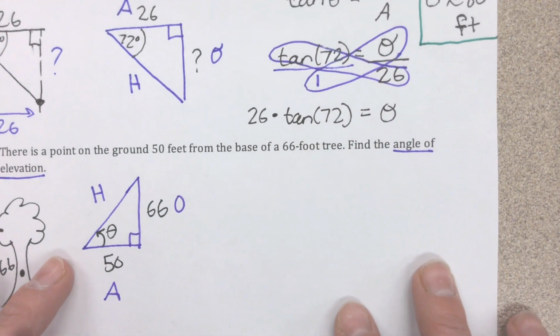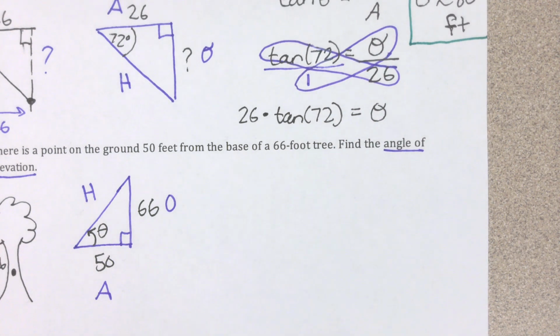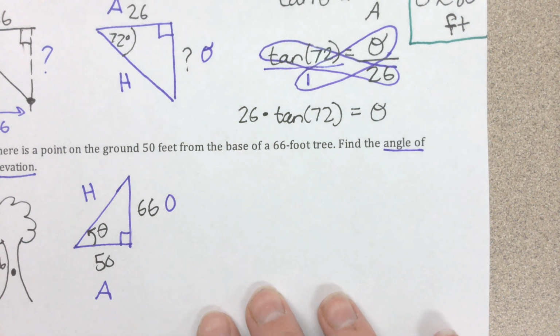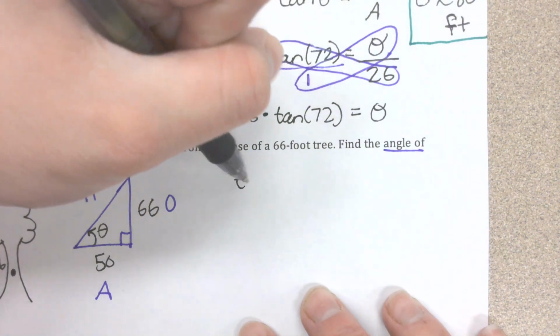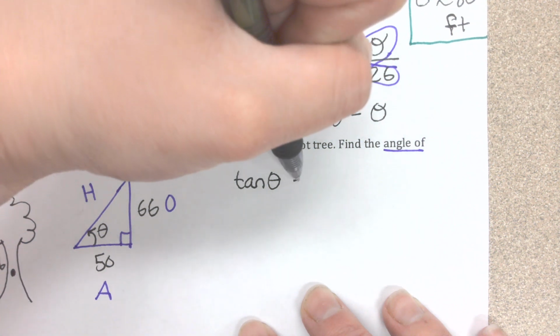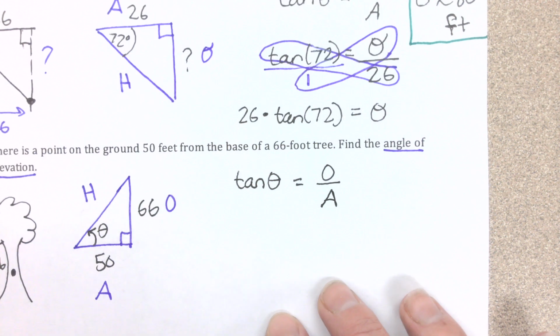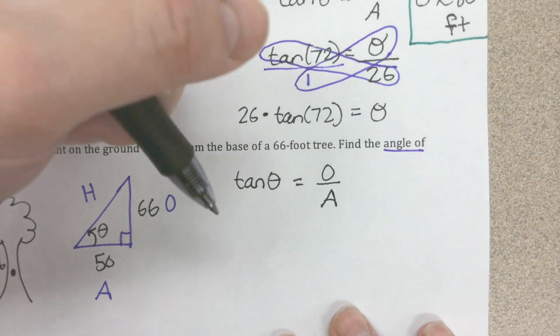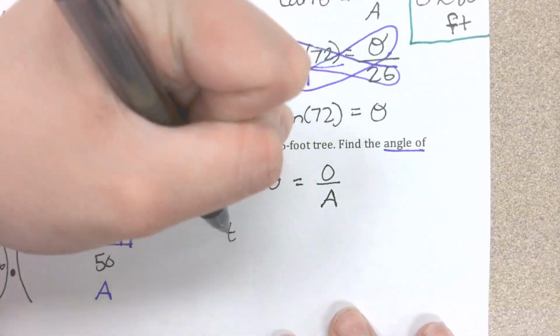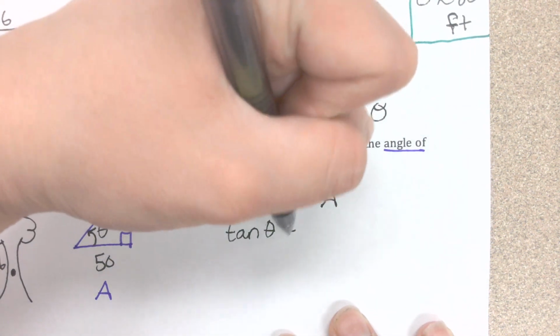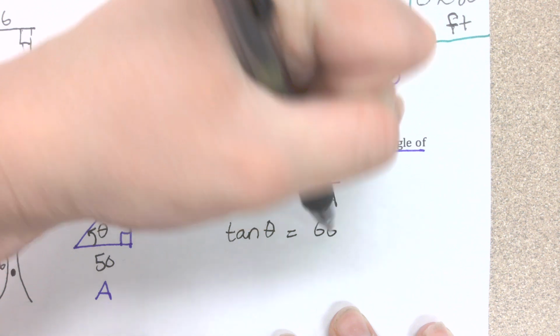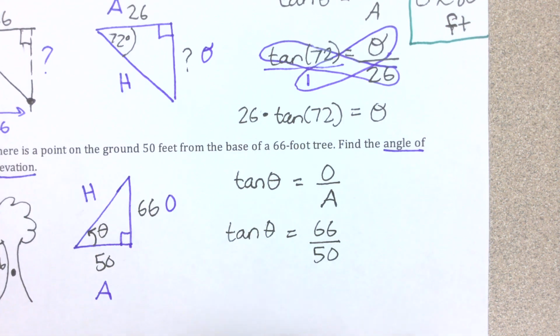Once again, we have O and A given to us. We could find H, but we don't. There'd be no reason to. We still need to find the angle regardless. So let's just use O and A, tangent. Tangent of theta is equal to O over A. This time we don't know theta, so theta will stay theta. Tangent of theta equals 66 over 50.